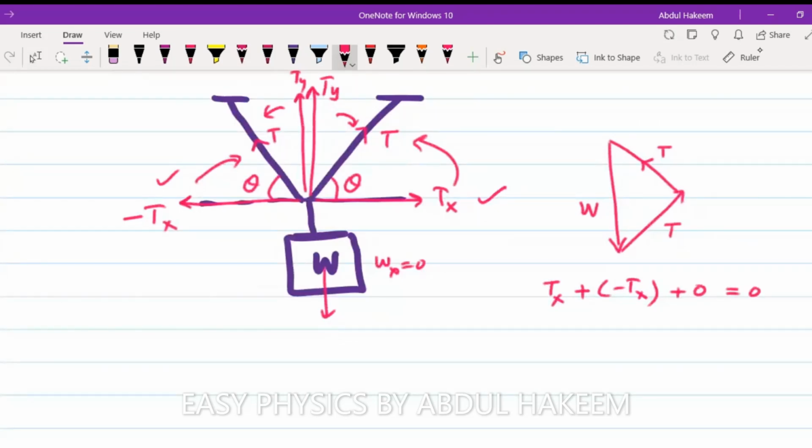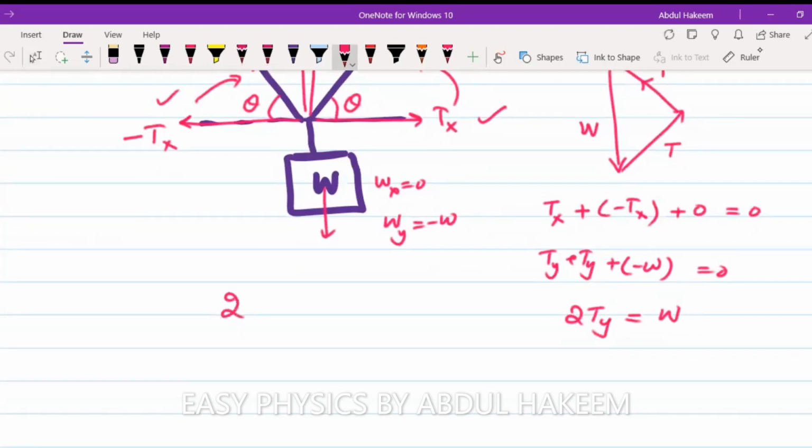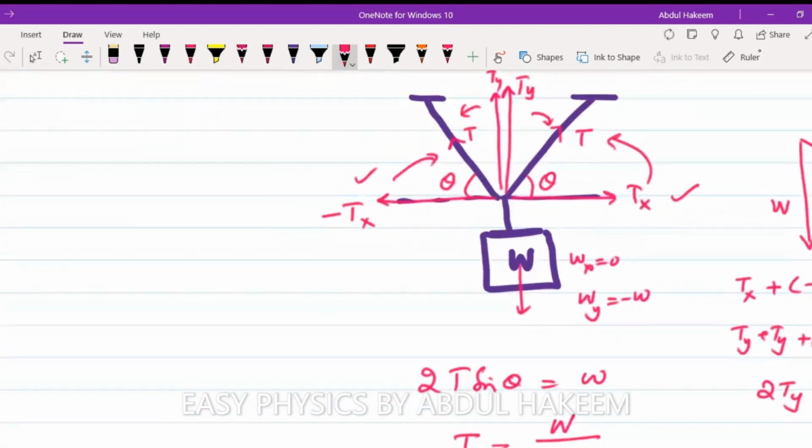Similarly, the sum of the y components will be zero. So Ty plus Ty plus Wy, where Wy is minus W, vertically downward, y-axis negative. So minus W equals 0. It means 2 times Ty is equal to W, balanced. So from this, we can write 2T sine theta is equal to W. And this equation can be used for the calculation of the tension: T equals W divided by 2 sine theta. This is the calculation.